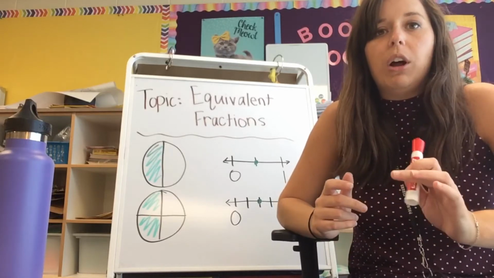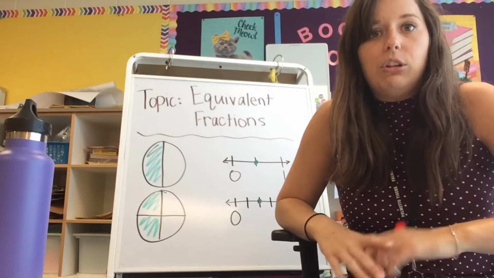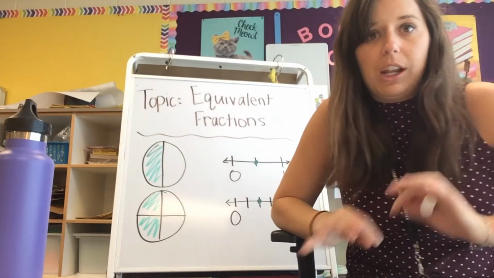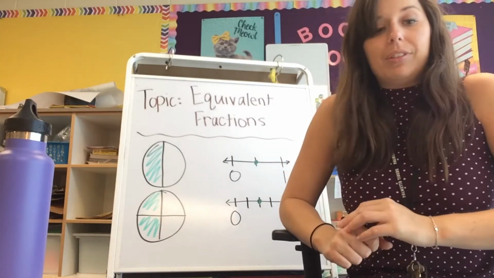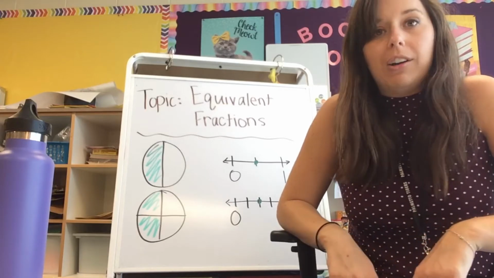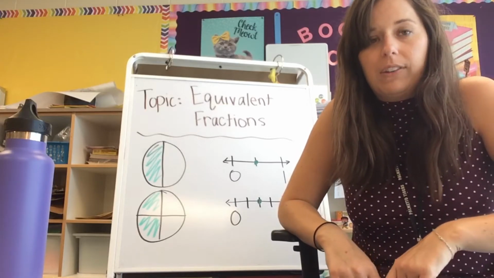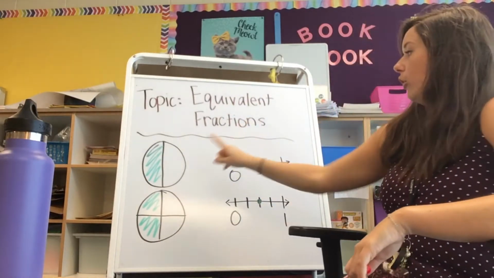Now you need to look at your notepaper because I wrote two sentences there and you have to fill in the blank. So this is going to help you take some good notes. I'm going to repeat what I just said. Different fractions that name the same amount of the whole are called equivalent fractions. Okay, equivalent fractions. Look at these two circles.